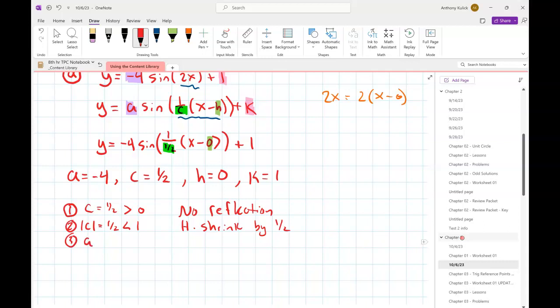My A value is -4. Since that's negative, I know I have a reflection across the x-axis. The absolute value of my A is 4. Since that's greater than 1, I have a vertical stretch by a factor of 4.